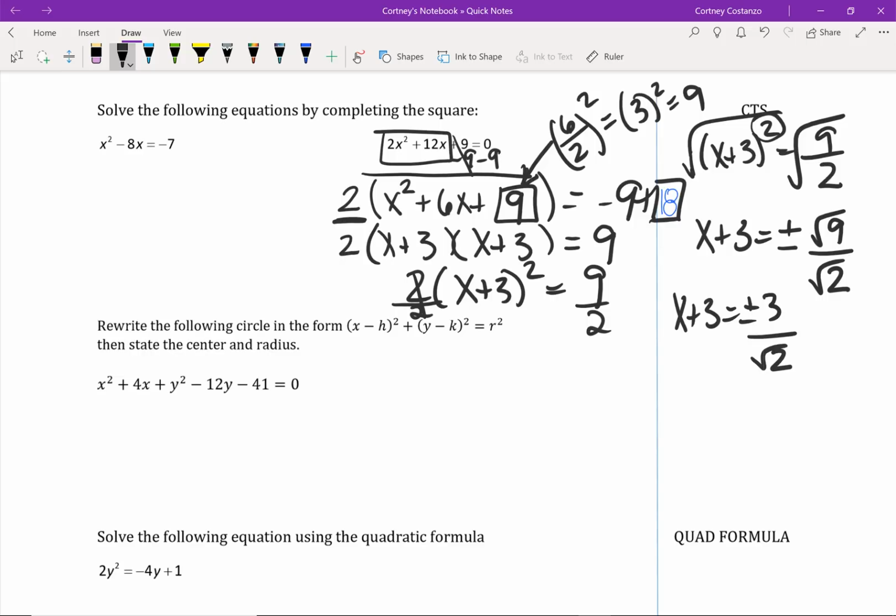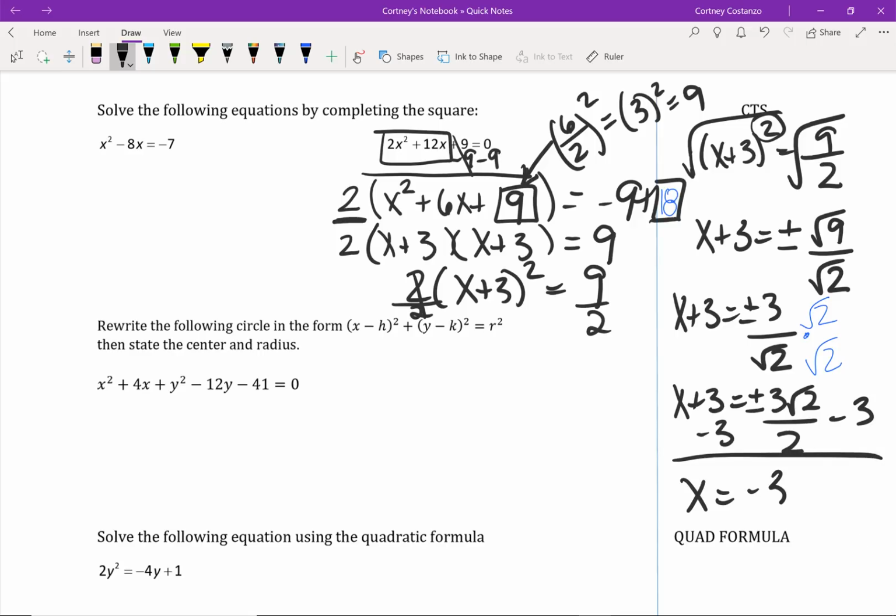But I can't leave an answer with a radical in the denominator, so we need to take a second and rationalize this by multiplying the top and bottom by radical 2. So I have x plus 3 is equal to positive or negative 3 radical 2 over regular 2, and then here's my last step, is just move that 3 over. And that would be solved for x.